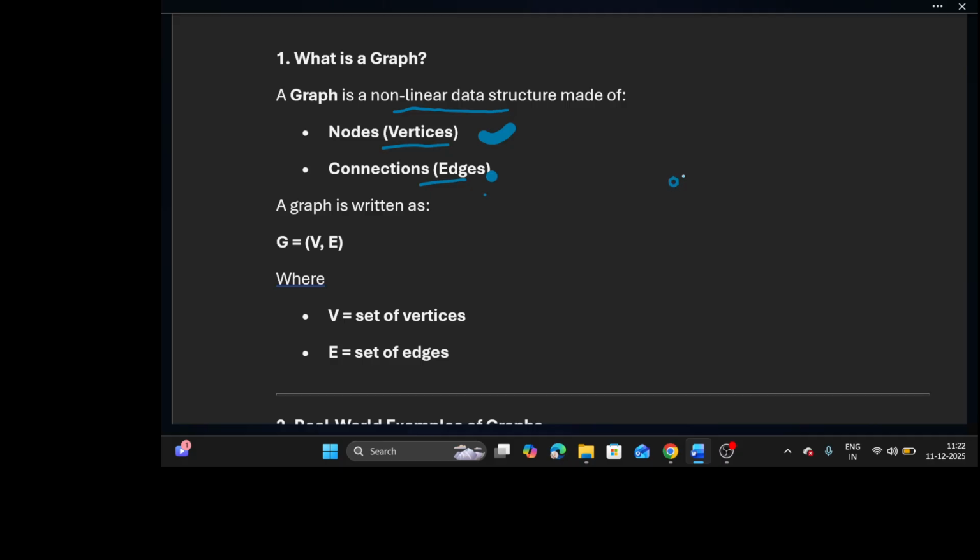Suppose this is our graph, and these are the nodes. Okay, node 1, node 2, and here node 3. Okay, and these are the edges joined to the two nodes.